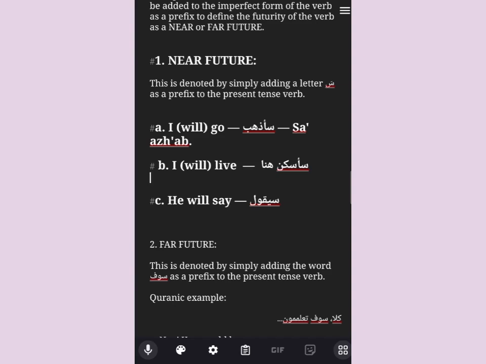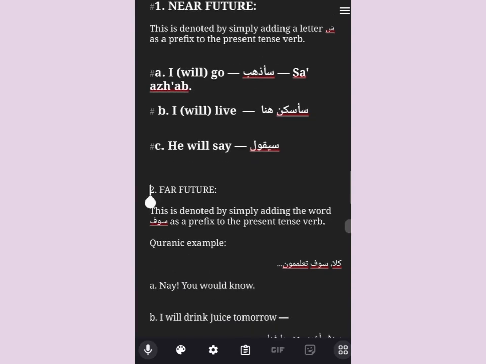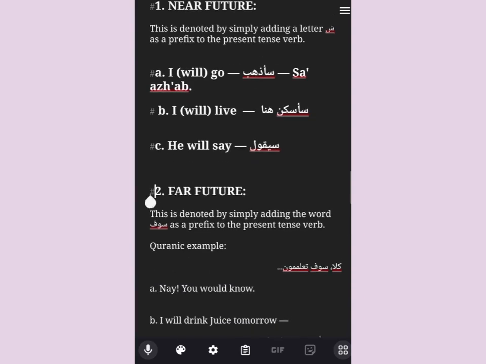Okay, so we had sa for something very close: سأسكن هنا, سيقول, سأذهب. Now let's move on to the far future verb. We're talking about something not very close, something later or very, very much later. So what do you have here? You had the verb سوف.